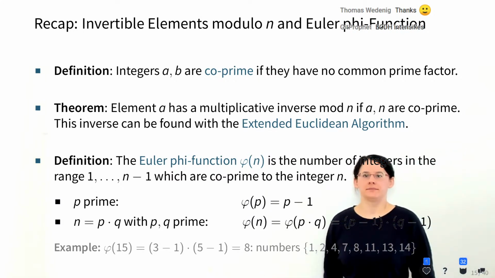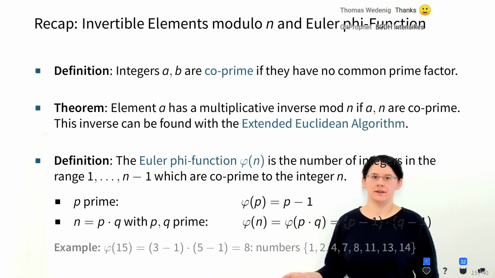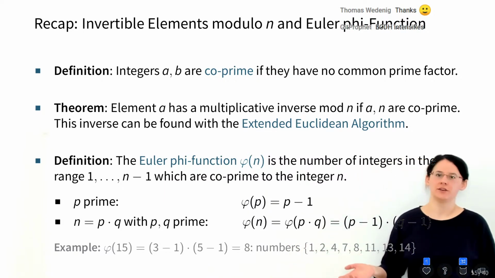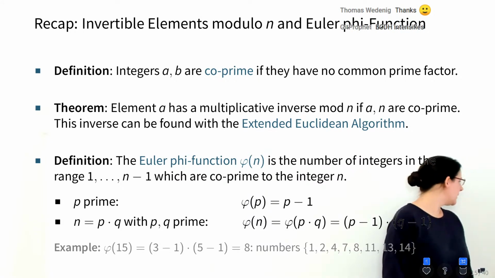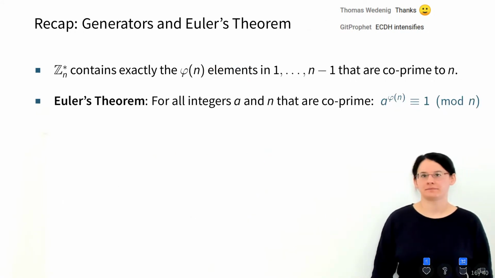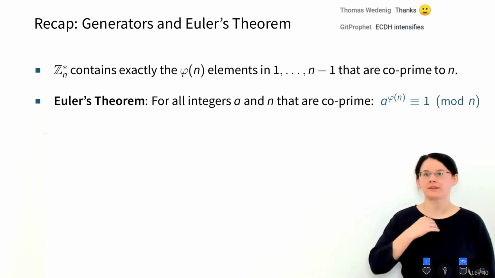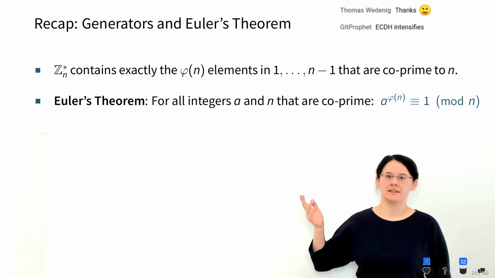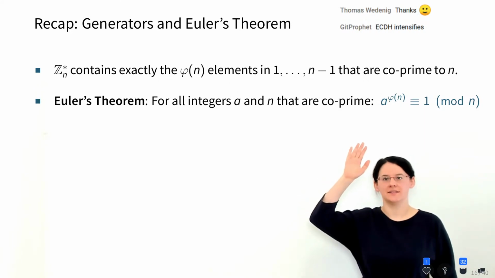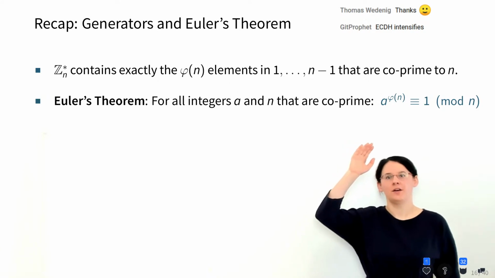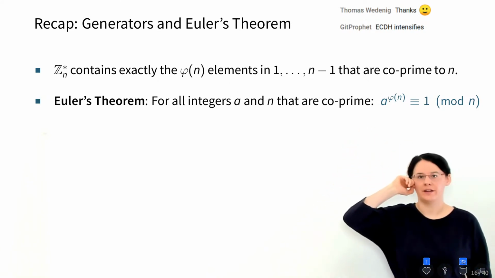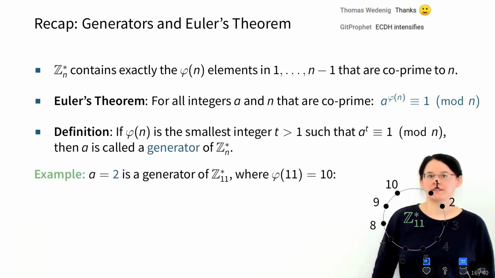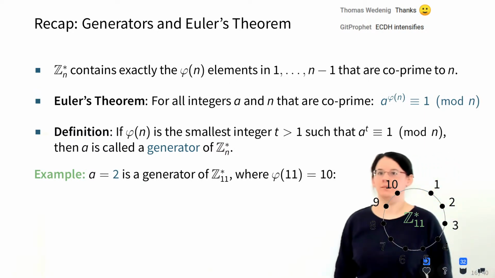Okay, that's a short recap on the Euler function and relatively prime numbers. And there is one important theorem related to this, namely the so-called Euler theorem. What this says is that for all integers a and n that are coprime to each other, a to the power of phi of n equals 1 modulo n. Why is this theorem important? It actually has quite a number of applications.